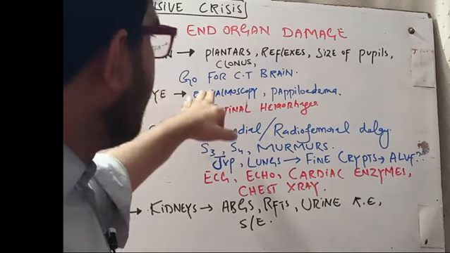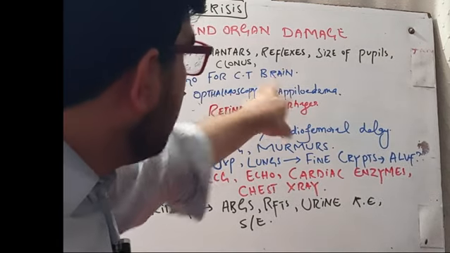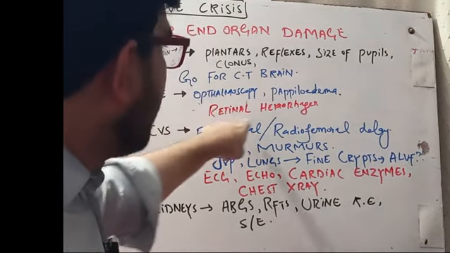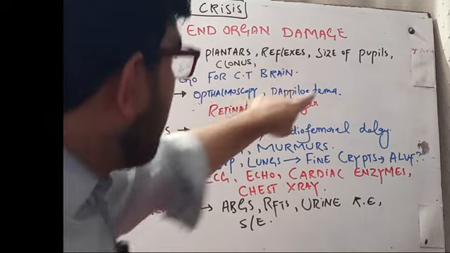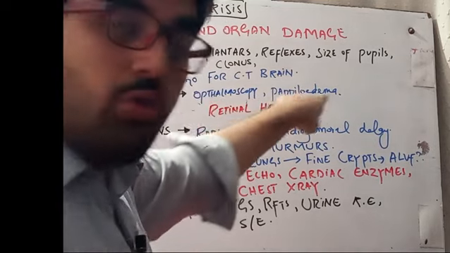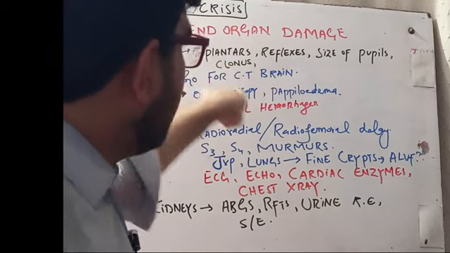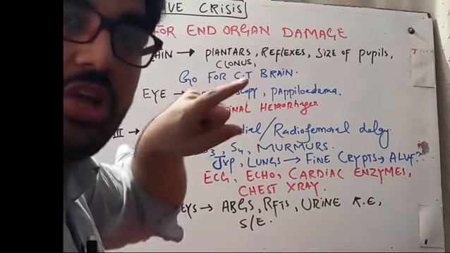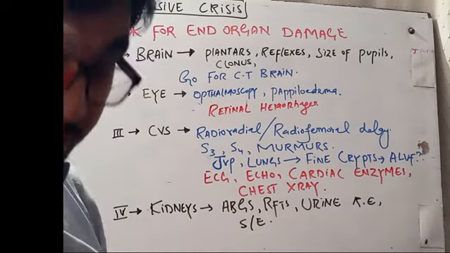Coming toward the eye, ophthalmoscopy. So you look for the retinal hemorrhages and papilloedema. So the papilloedema occurs in a chronic hypertension, but if it is present there, you should exclude the raised intracranial pressure.